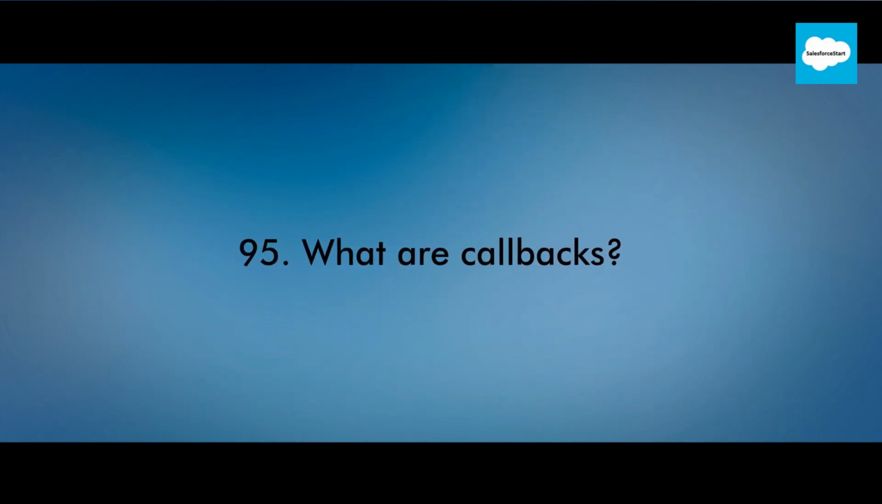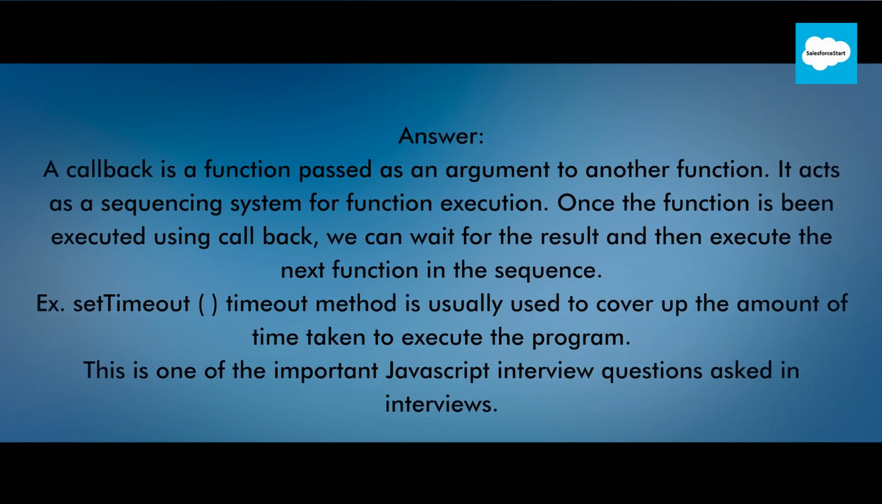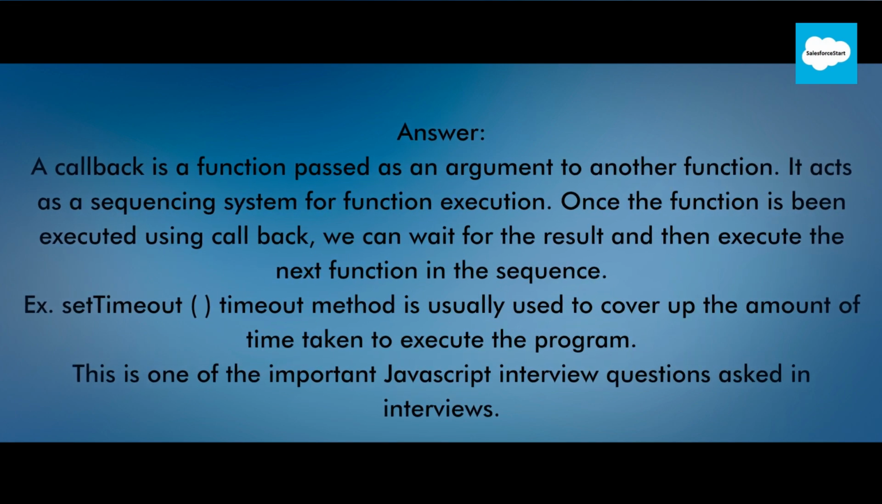95. What are callbacks? Answer. A callback is a function passed as an argument to another function. It acts as a sequencing system for function execution. Once the function has been executed using a callback, we can wait for the result and then execute the next function in the sequence. Example: setTimeout. The timeout method is usually used to cover up the amount of time taken to execute the program. This is one of the important JavaScript interview questions asked in interviews.